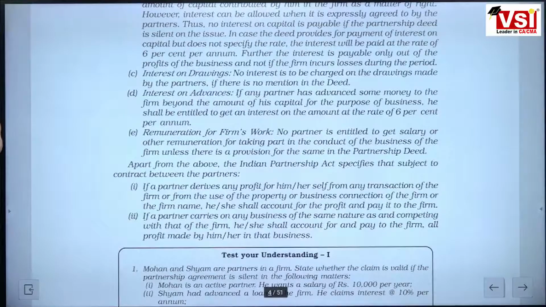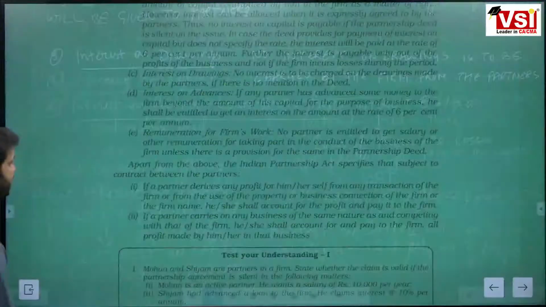Remuneration for firm's work. No partner is entitled to get any salary or other remuneration for taking part in the conduct of business of the firm unless there is a provision for the same in the partnership deed. What does it say?